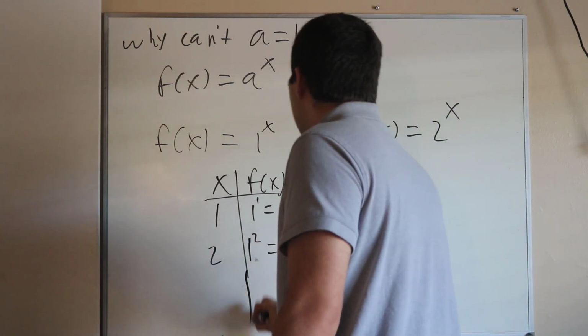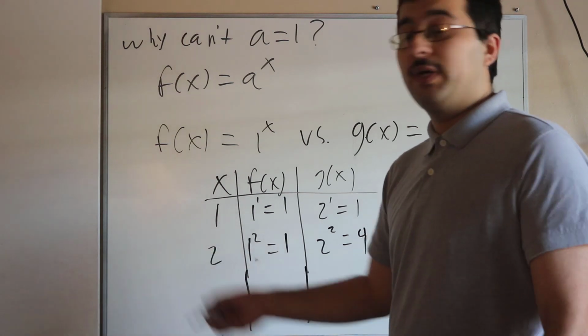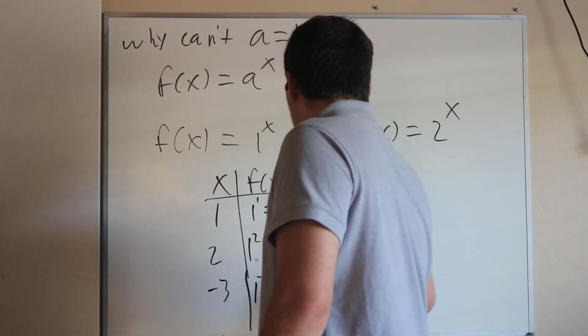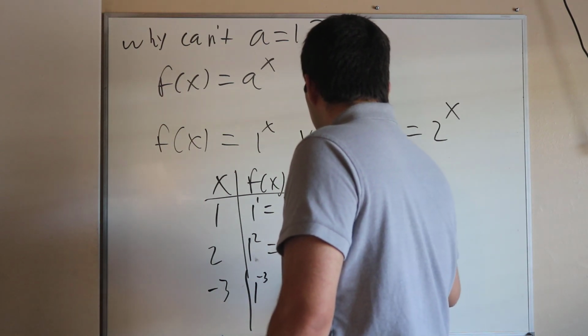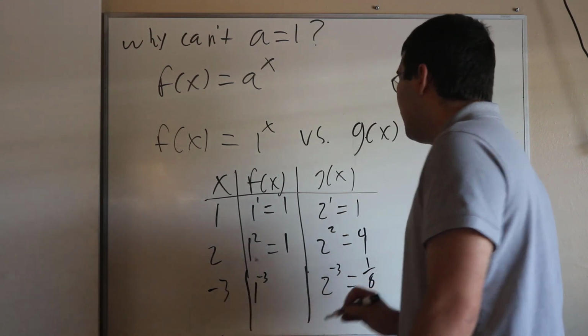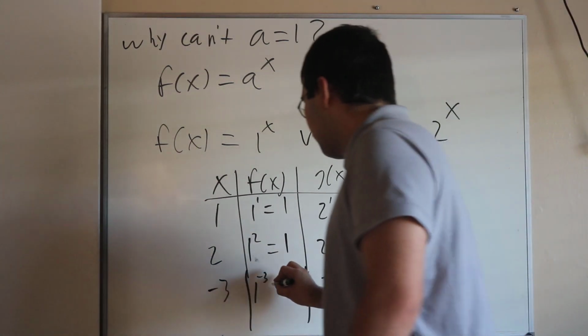Let's try plugging in another number. Let's plug in negative 3. So I get 1 to the power of negative 3, and 2 to the power of negative 3. 2 to the power of negative 3 is 1 over 8, and 1 to the power of negative 3 is just 1.